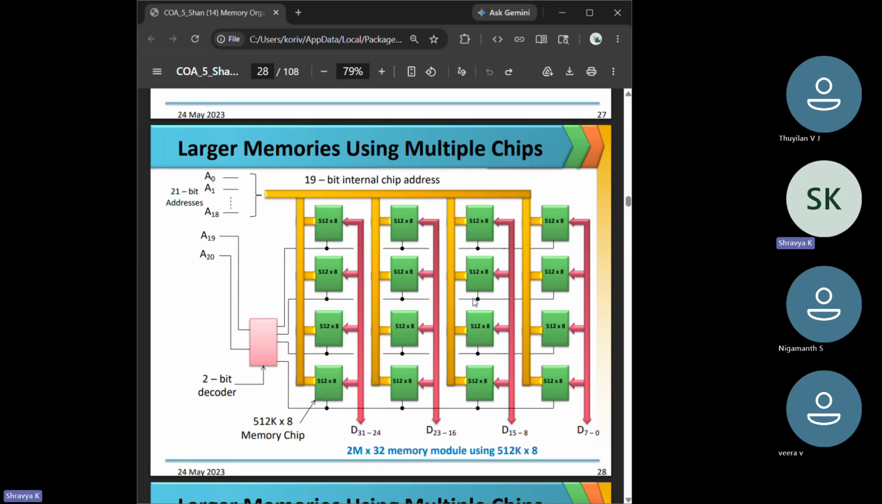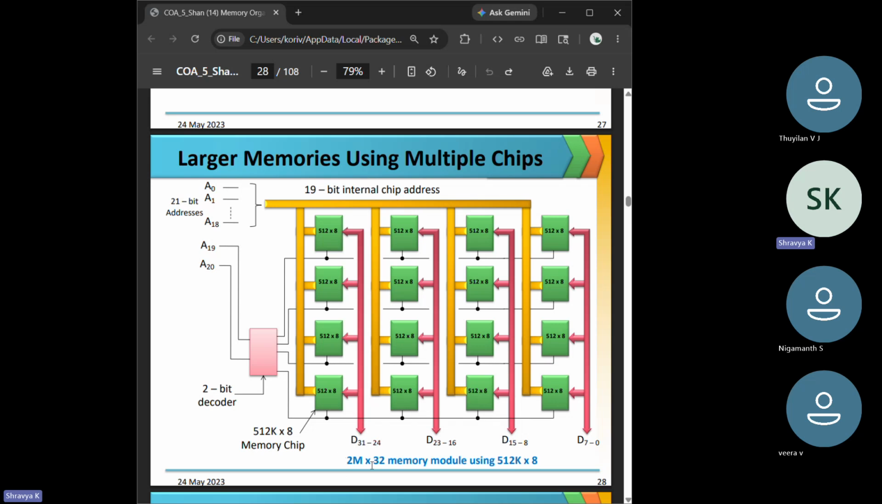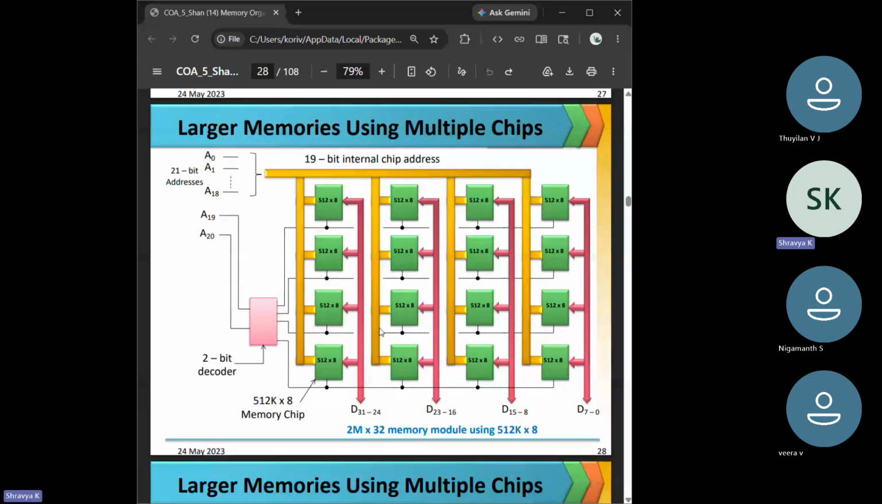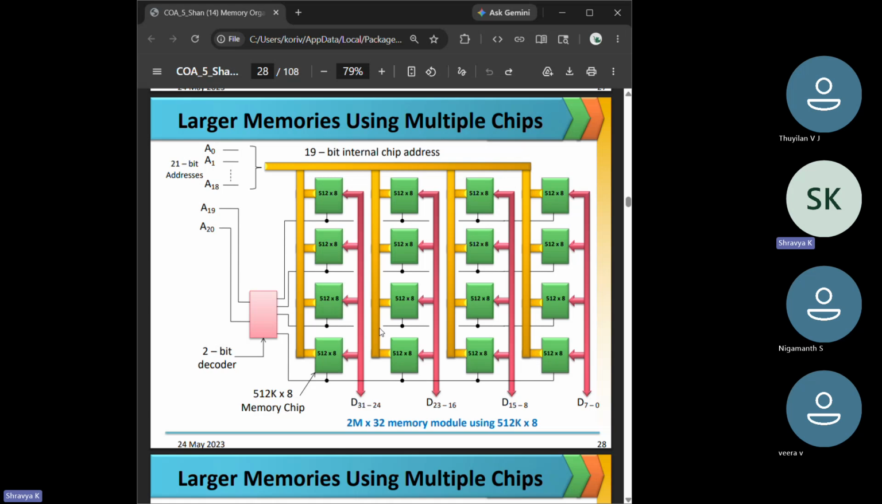So you just go into the row, and since you need to implement a 2M into 32, right? Because it's 32 and this has only 8. So you will look at the entire row, and that will account for the 32, right? Here you can see 8 plus 8 plus 8 plus 8 will be 32. So these two bits will give you which row, and then you look at the entire word, and the first 19 will give you the address internal to the chips, right? That is how you build larger memories using multiple chips, right?